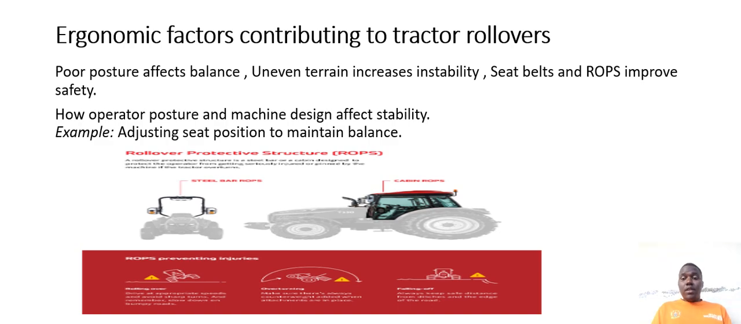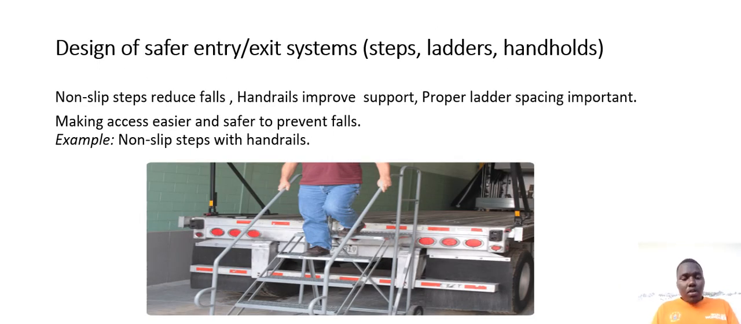Let me continue with another slide, which has the title design of safe entry exit system, step ladder handhold. In ergonomics, it is very important to analyze that because every tractor must have a handrail and proper ladder spacing in order to exit the tractor, and a non-slip step that reduces falls. Handrails improve support, proper ladder spacing is important, making access easier and safer to prevent falls. Example, non-slip steps with handrails.